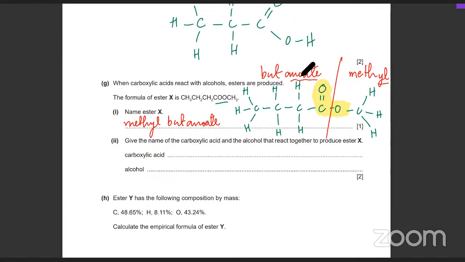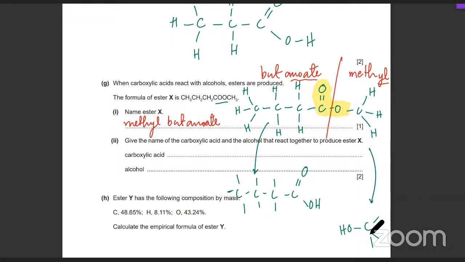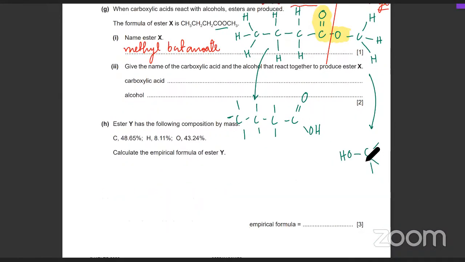So break it apart again. This came from the carboxylic acid, 4 carbon atoms, double bond O OH, right? And this part came from the alcohol, so it's C with 3 H's and an OH, all with H's. So butanoic acid, and this is methanol. One carbon atom, that's methanol. That's 4 carbon atoms, that's butanoic acid.